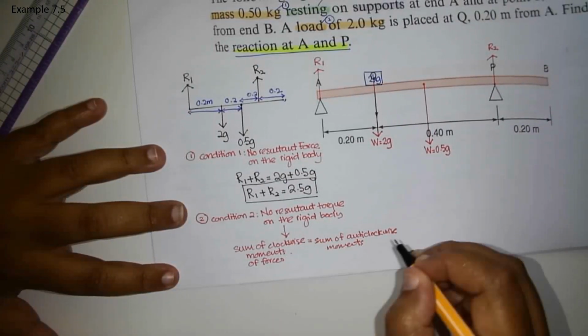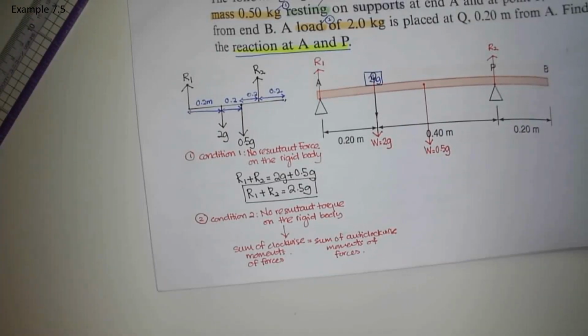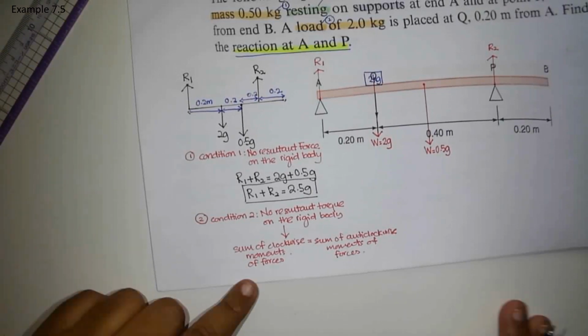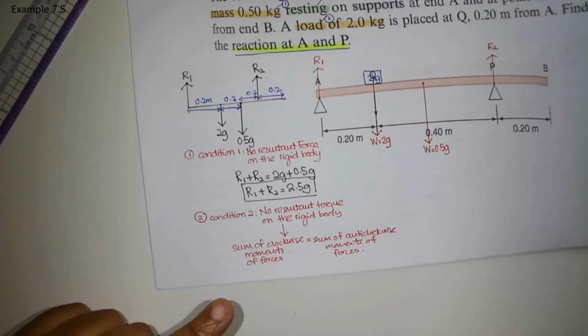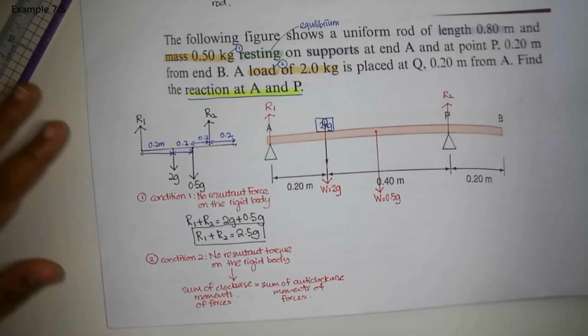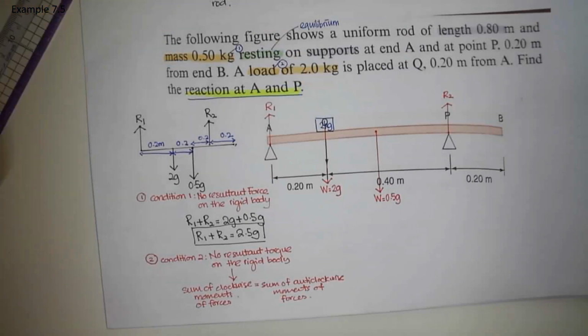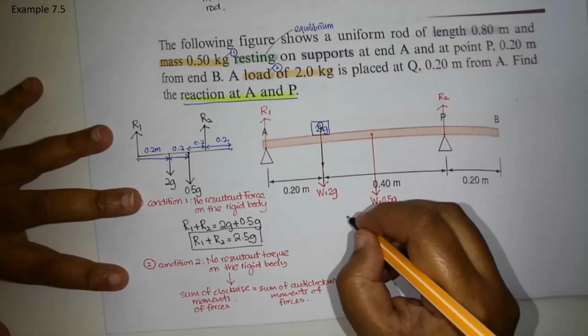Now in order to apply condition number 2, the sum of clockwise moments of forces equals the sum of anti-clockwise moments of forces, I'm going to teach you how to do it. First thing, you have to take a moment. What you have to do is take moments.